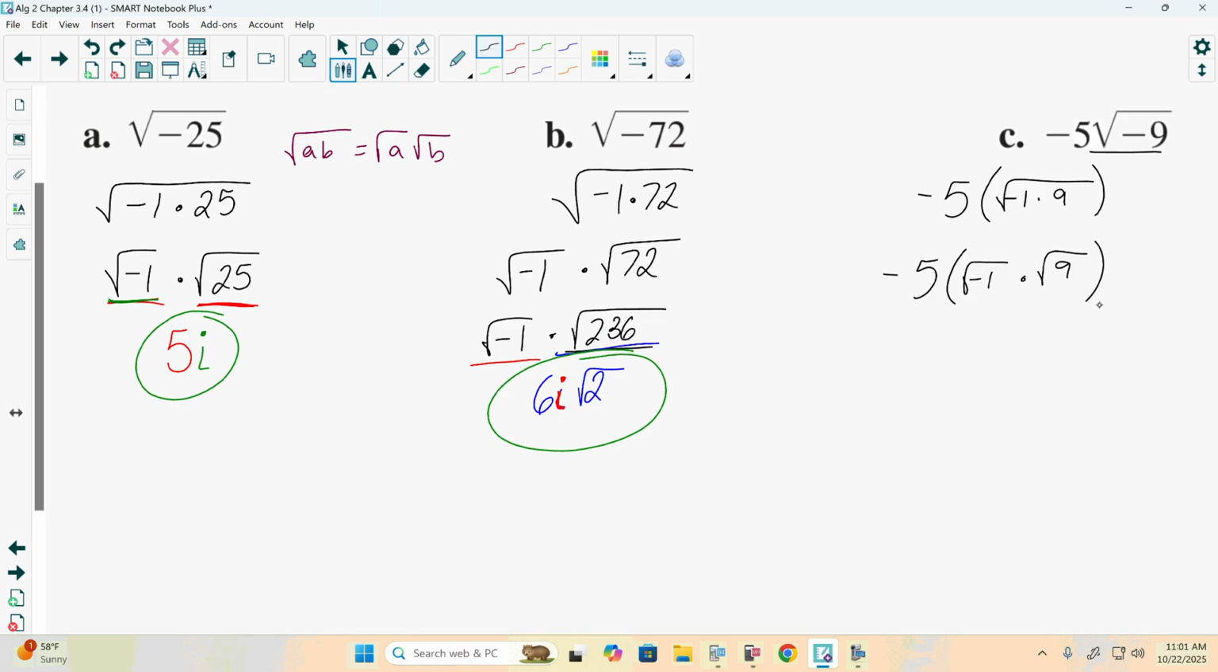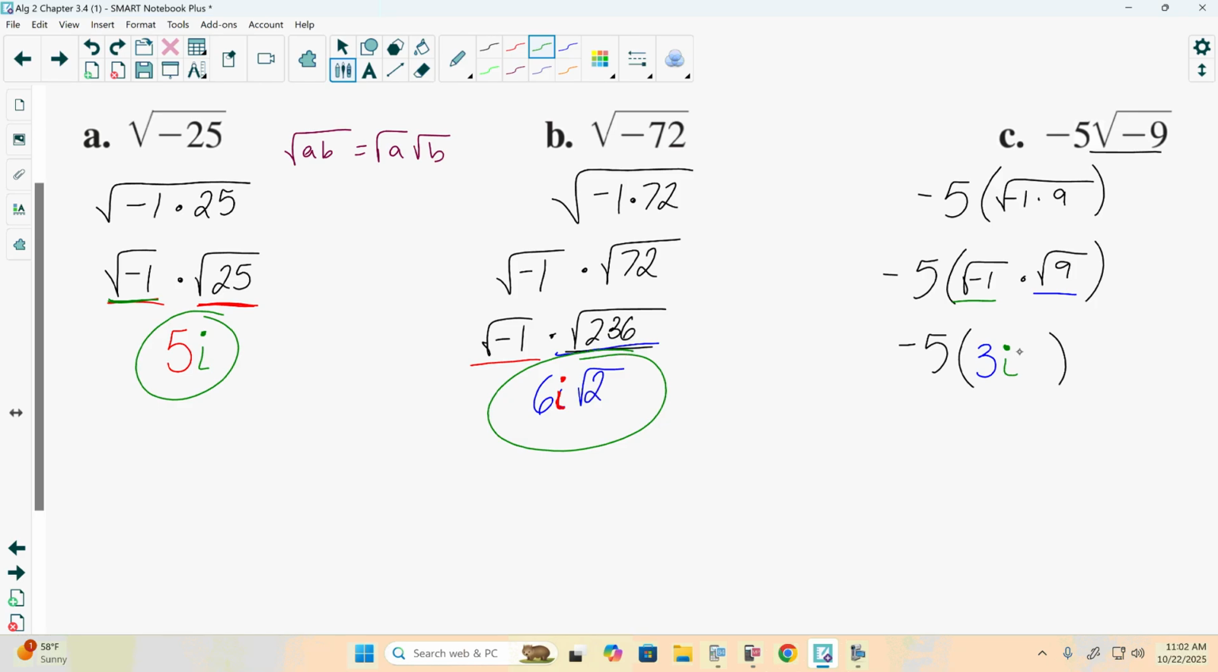We can say that the square root of negative 9 is the same as the square root of negative 1 times 9, which is indeed the same as the square root of negative 1 times the square root of 9. However, we know that the square root of 9 is 3. And the square root of negative 1 is i, because by definition, square root of negative 1 is i. Square root of 9, 3 times 3 is 9, so it's going to be 3. So that tells us that the square root of negative 9 is 3i.